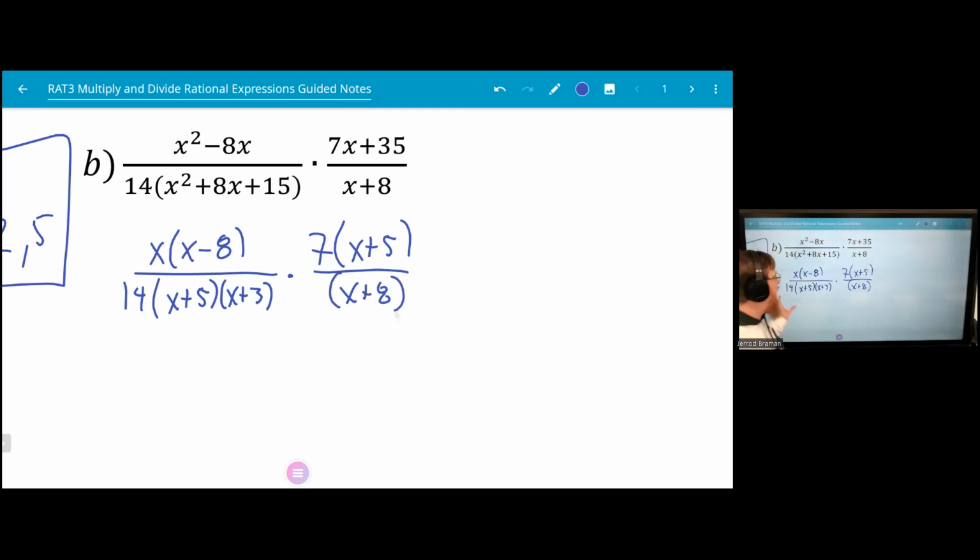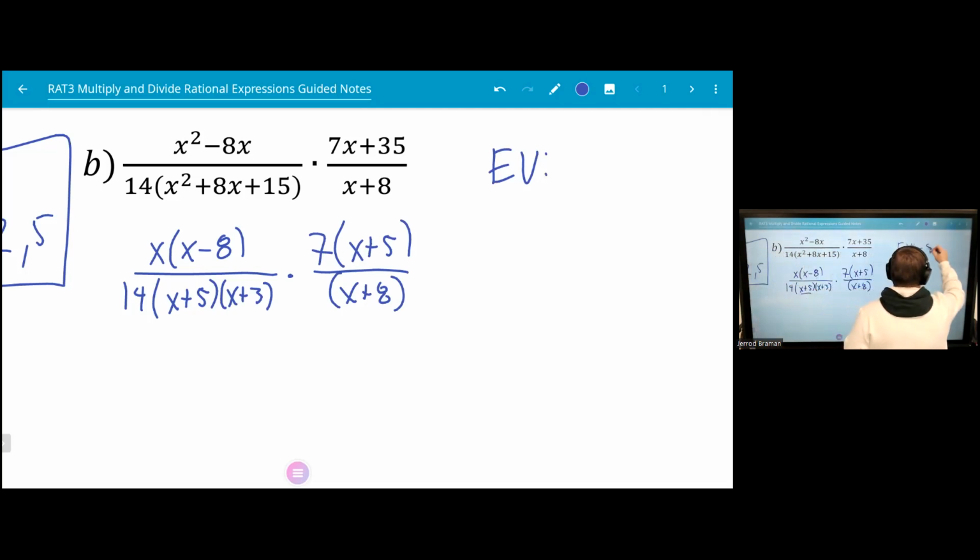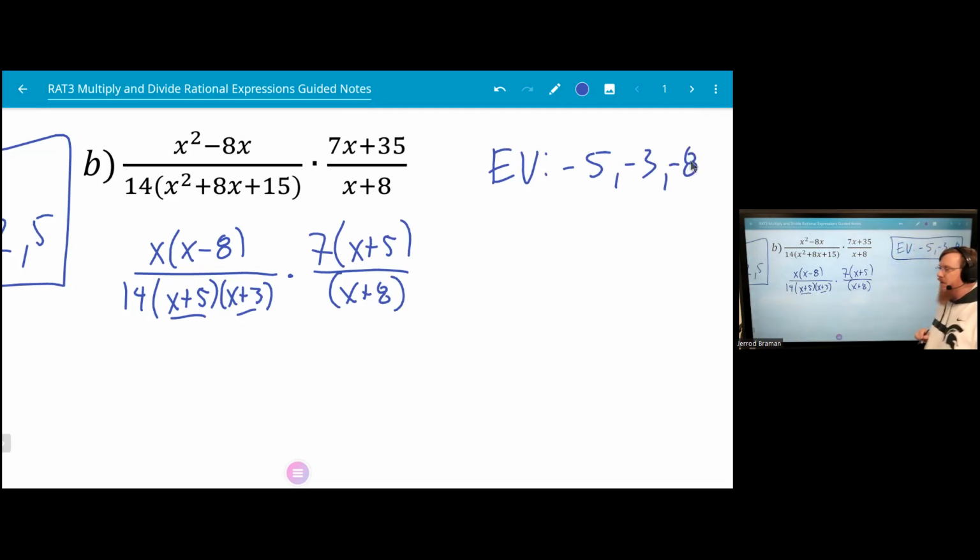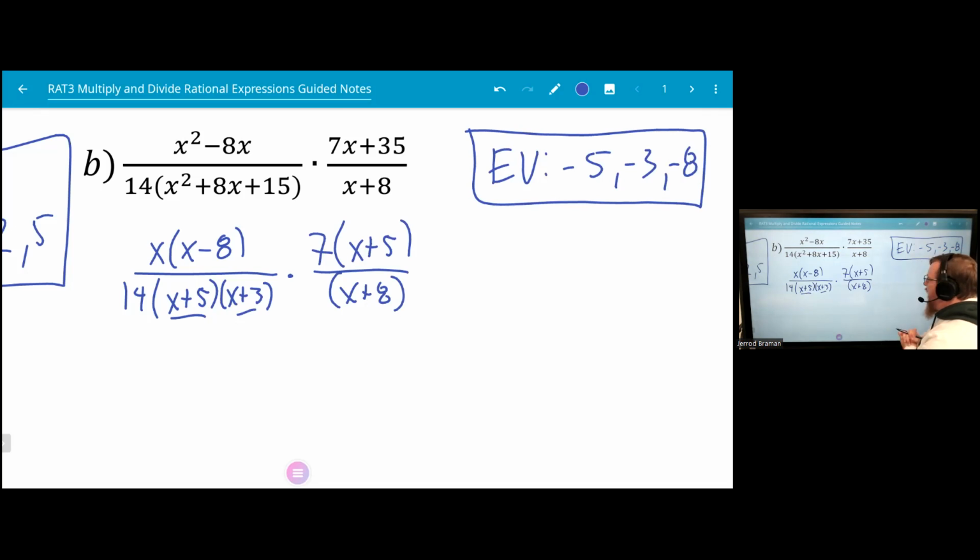All right, let's go ahead and list out what our excluded values are here. Well, the 14 doesn't do anything for me, but the x plus 5 gives me -5. x plus 3 gives me -3. x plus 8 gives me -8. Those are my 3 excluded values because those make my denominator 0. We don't want that.